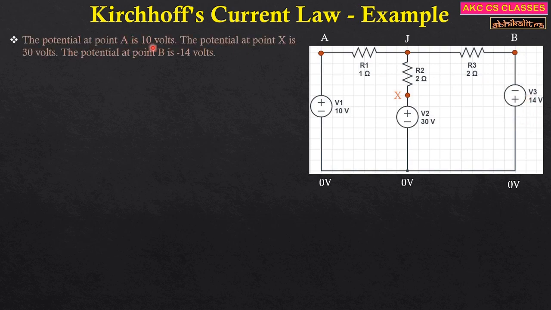So the potential at point A is 10 volts, the potential at point X is 30 volts, and the potential at point B is minus 14 volts. Now you know why A, X and B have 10, 30 and minus 14 volts. We have also marked it in our circuit as well, right? We will consider the voltage at this particular junction to be capital V.